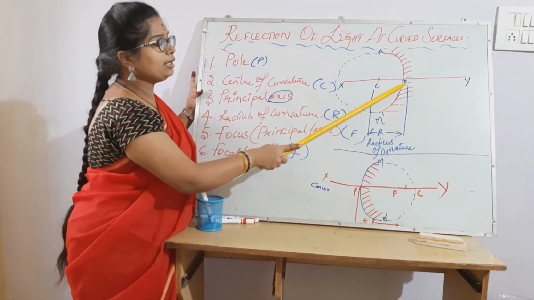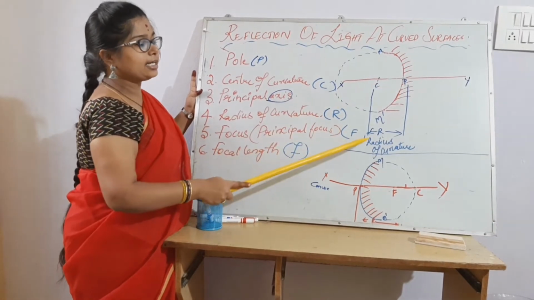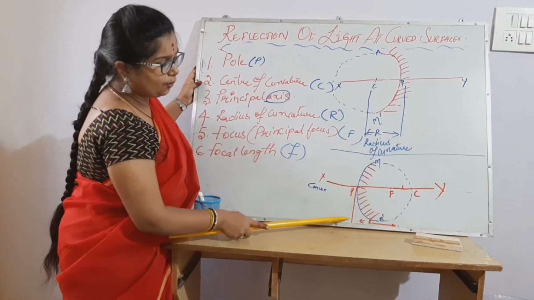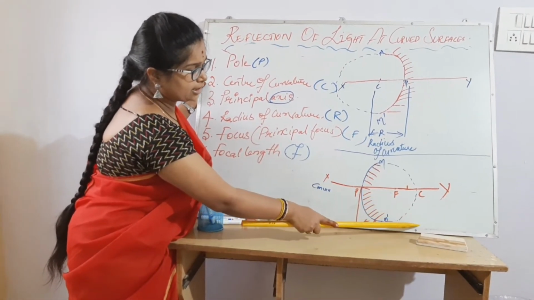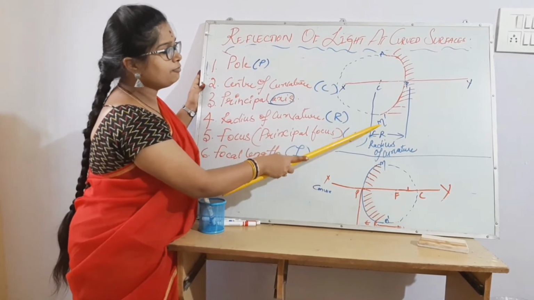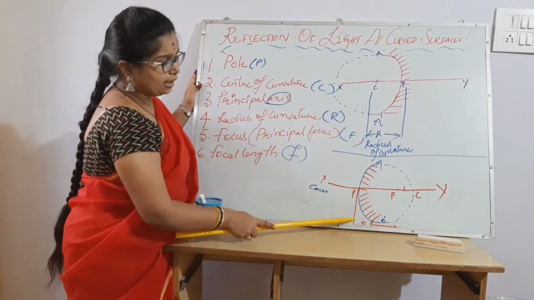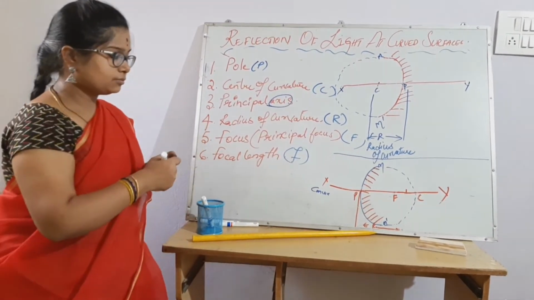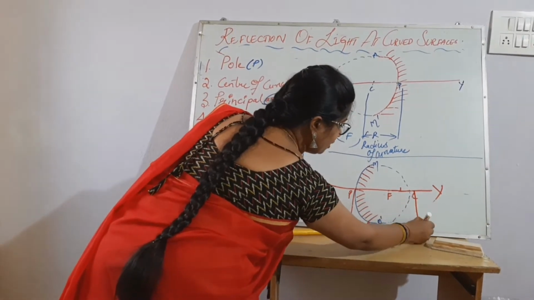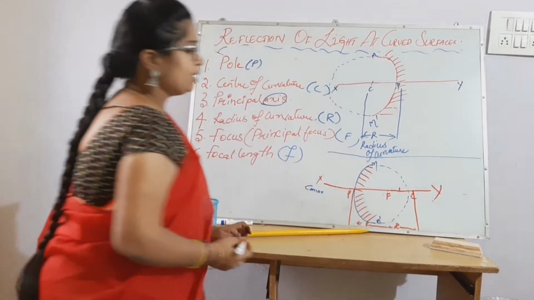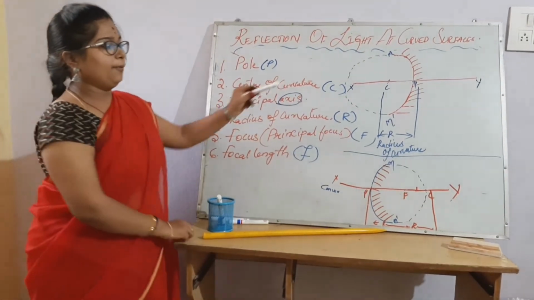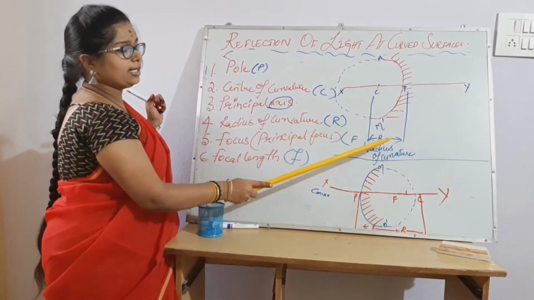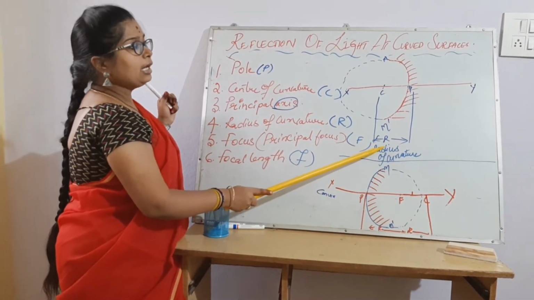The distance between the pole and the center of curvature is the radius of curvature. Here also it is the same. From the pole to the center of curvature is the radius of curvature, which is represented with a capital R.